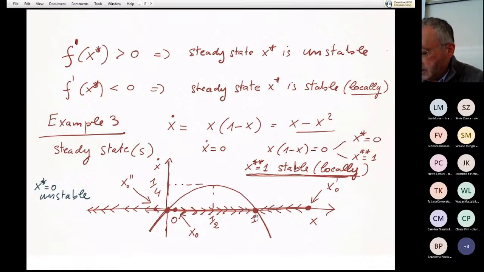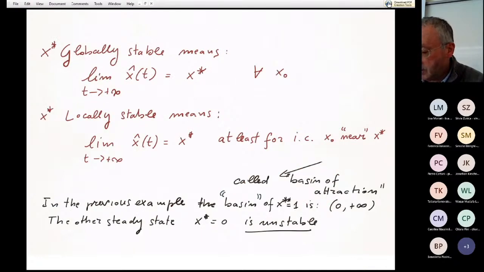You don't need any more comments, because this is already what you know. This is stable, but only locally in principle, because if we start from the left of 0, the movement is towards another direction, okay? But if we start from the right, the movement is towards 1. If we start at 0, the system will remain at 0. Globally stable, already discussed, means that the solutions will converge to the steady state for any initial condition. Locally stable means that the solution will converge to the steady state, at least for initial conditions near the steady state, okay? Which is precisely the intuition we already have about these concepts.